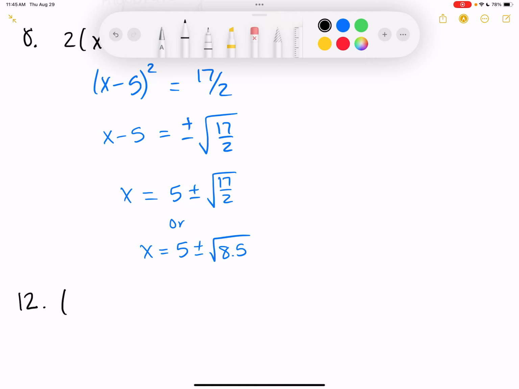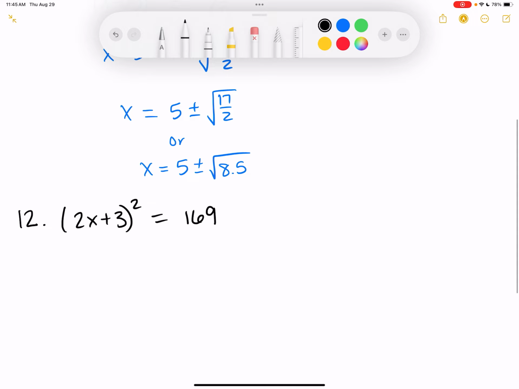Number 12, we have in parentheses 2x plus 3. It is being squared and is equal to 169. So what's my first step? Take the square root. And that's going to give me what? 2x plus 3 equals plus or minus the square root of 169. Is that correct? Let's say, is 169 a perfect square? Of what?